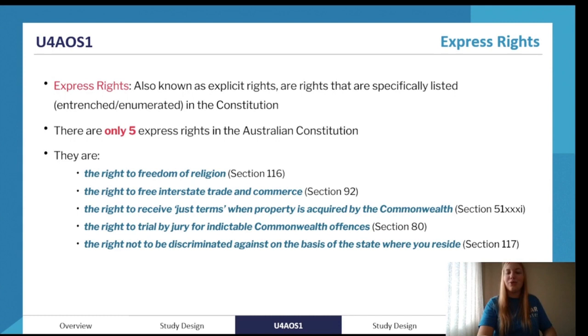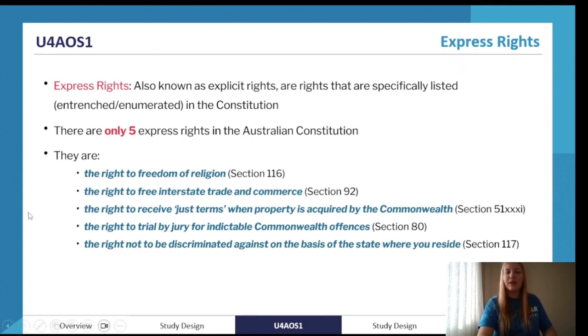This is the one that you already know about because you studied the criminal justice system in Unit 3 Area of Study 1. So that should be nothing new. Keep in mind that this is only for Commonwealth level offences, not state level criminal offences. So we're looking at some more serious stuff like fraud and terrorism, things like that. Therefore this power is not used as often.